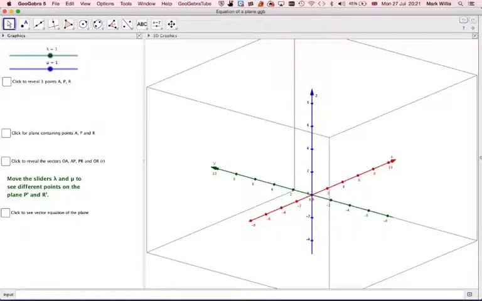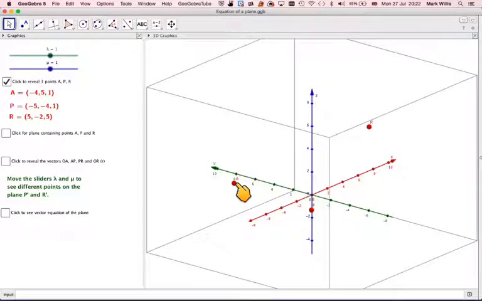Right, we're now going to look at how we can form what's known as the vector equation of the plane. There are several different types of equation of the plane, but the first one we're going to look at is the vector. First of all, we're going to click to see our 3 points, because remember, we need 3 points for a plane.